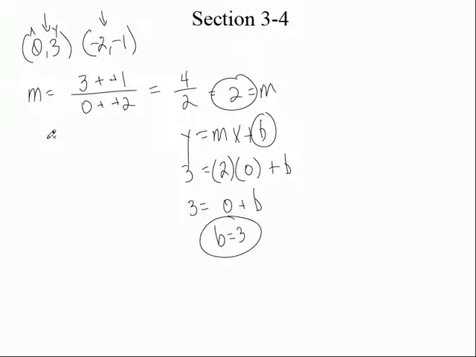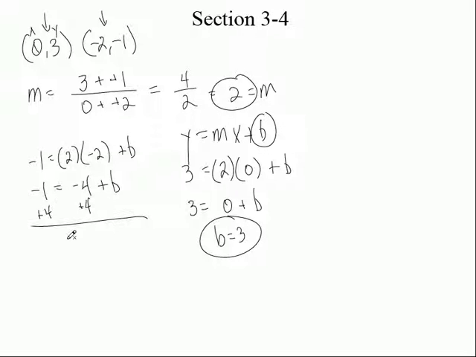Let's do it real quick with the other point. It's a good point. Watch. It's y equals mx plus b, so let's do it. -1 equals m, which was what? 2, times x. What's x here? It's -2 plus b. Let's see if it works. -1 equals, what's that? -4 plus b. Watch. Just like magic, what do we get? b equals what? You see it?